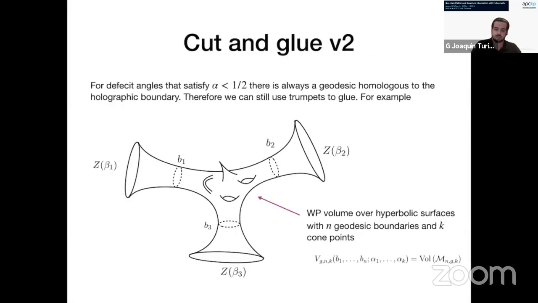And the calculation goes the same way for the path integral. As long as alpha is smaller than 1/2, or the deficit angle bigger than pi, there are always geodesics homologous to the boundary. And this means that we can still cut and glue the geometry in this way, where now the defects are in this region, and we need to compute the Weil-Petersson volume over moduli spaces with some number of boundaries of lengths b1 to bn, and some number of defects with angles alpha 1 to alpha k, where k is the number of defects.